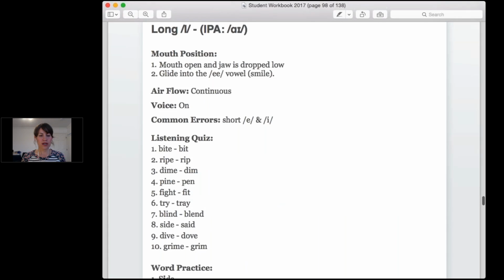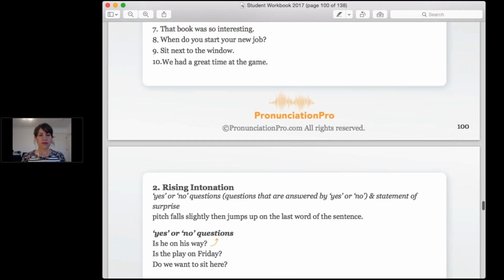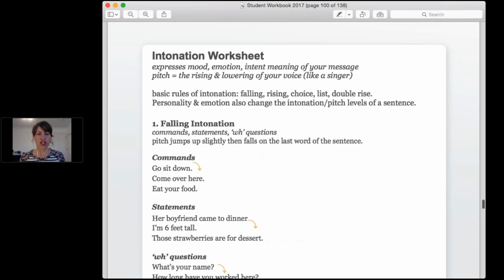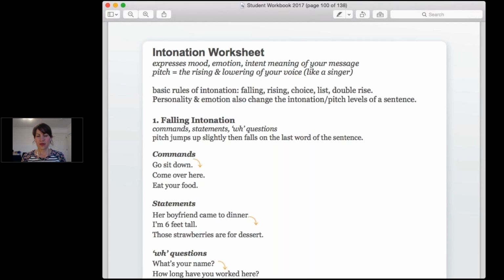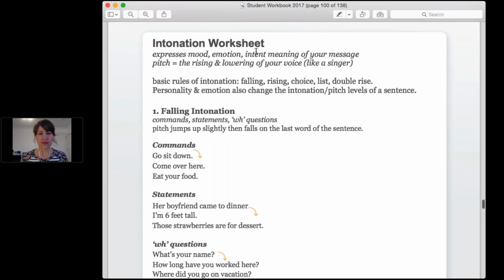Okay. So let me share this right here. Do you see my workbook now, where it says intonation worksheet? Are you able to see that, Lynn? Yes. Or do you still just see my face? Yes. Okay, so you see the intonation worksheet?